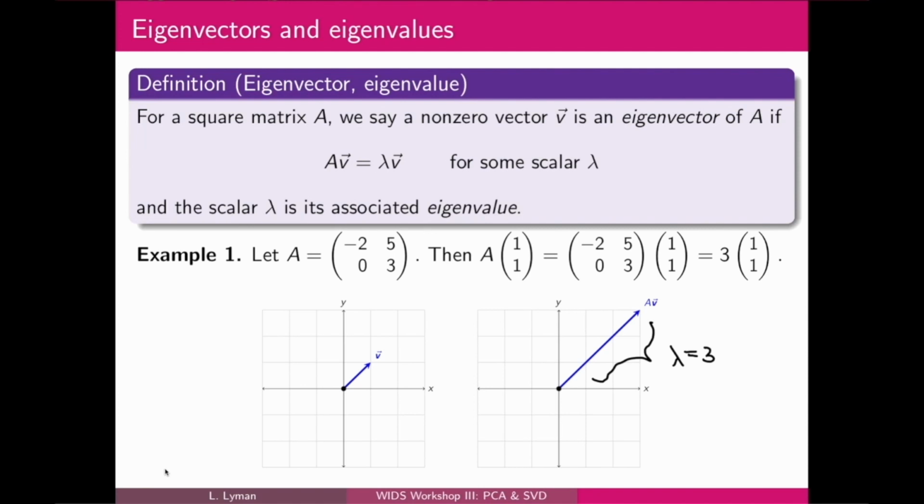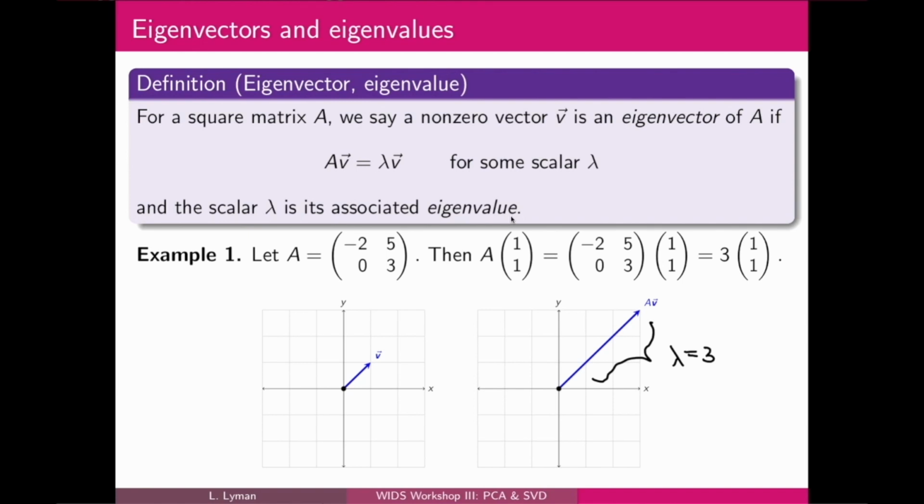Definition. For a square matrix A, we say a non-zero vector v is an eigenvector of A if A times v is equal to lambda times v for some scalar lambda. Take note, the left-hand side has matrix by vector multiplication, while the right-hand side is just scalar by vector multiplication. Here, the lambda, which is just some number, is called the eigenvalue associated with the eigenvector v.